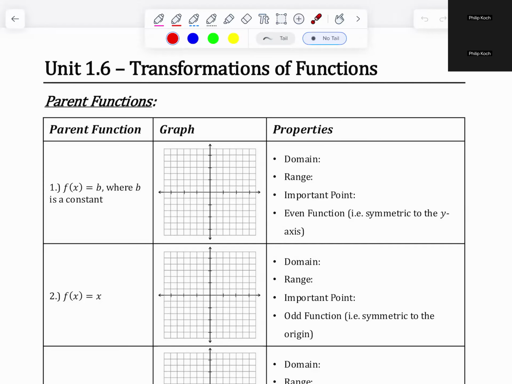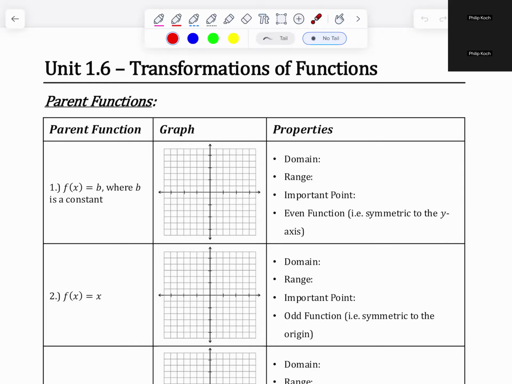All right, and we're back, and we're starting up the next unit, which is 1.6 on the transformations of functions. In order to talk about transformations of functions, we need to know what I like to call the parent functions. Now, the book will go over only a few of them, whereas I think it's better to know the general form of all of them.